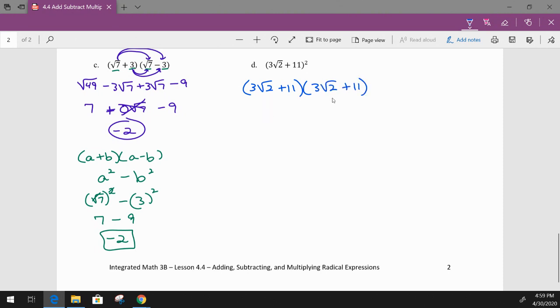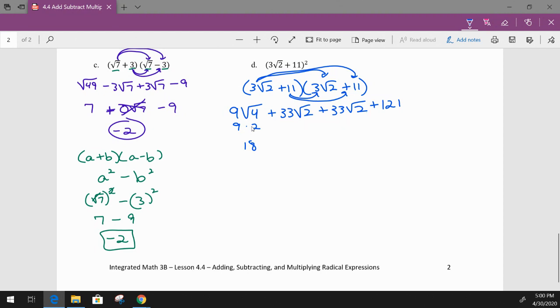So when I multiply it by itself, now I can distribute the 3 square root of 2 times another 3 square root of 2, which will be 9 square root of 4. The 3 square root of 2 times 11 would be 33 square roots of 2. Then take your 11 times 3 square root of 2 and get another positive 33 square root of 2. Then take your 11 times your 11 and get 121. When you simplify the first term, the square root of 4 becomes 2, times that 9 will be 18.